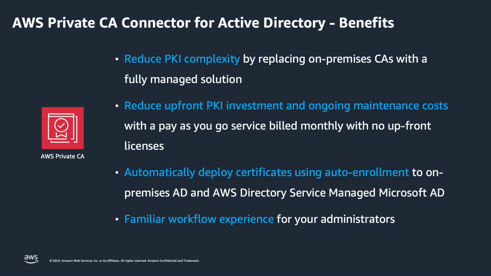The connector for AD can be used to issue certificates to domain-joined devices for both on-premise AD environments using the Active Directory connector provided by AWS Directory Services, and AD environments hosted in AWS Managed Microsoft AD. Using AWS Private CA and the connector for AD can help you decrease PKI costs, offload hardware management and compliance requirements to AWS, and reduce the time your administrators spend on operational tasks that could be better used for delivering value to your business.